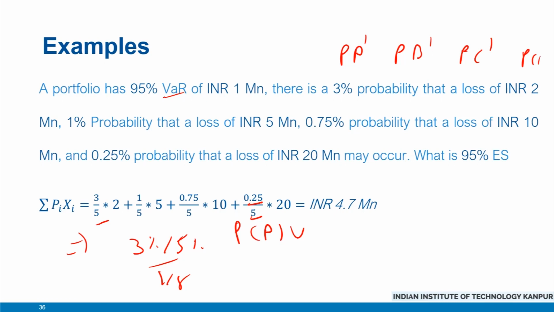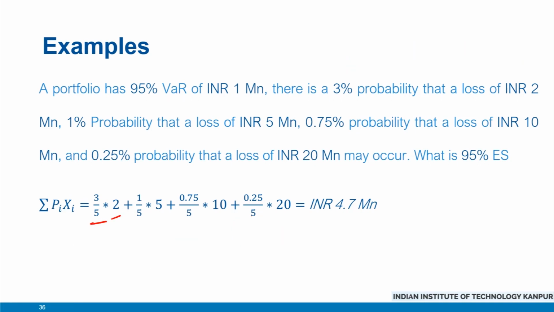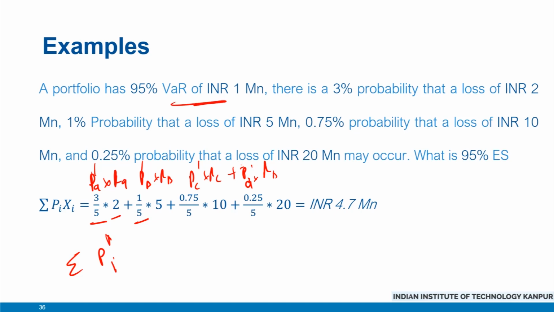Now that I have revised probability, that is PA dash, PB dash, that are conditional to the fact that the VaR has breached, I can compute the expected shortfall with the same method of expectations, that is 3 by 5 into 2 plus 1. This is PA dash into RA plus PB dash into RB plus PC dash into RC plus PD dash into RD, which is nothing but an expression like summation of PI dash into Ri, where I equal to 1 to 4. Dash I am putting for the fact that it is conditional to this fact that VaR has breached. There are 4 possible events, and we get expected value of 4.7 million.